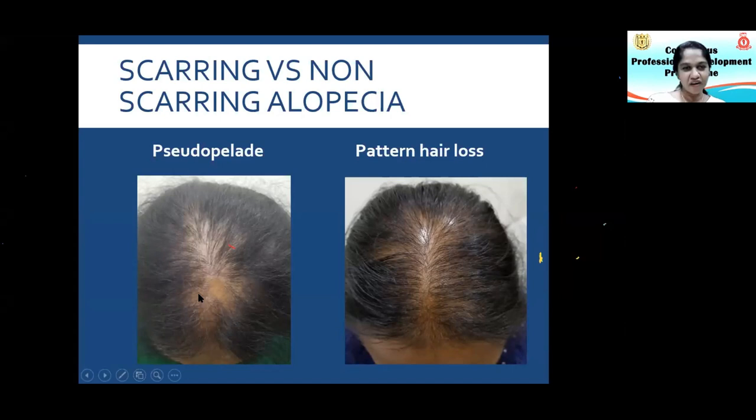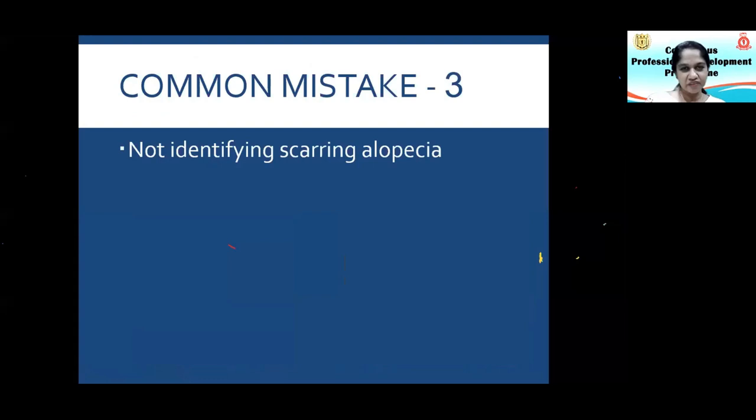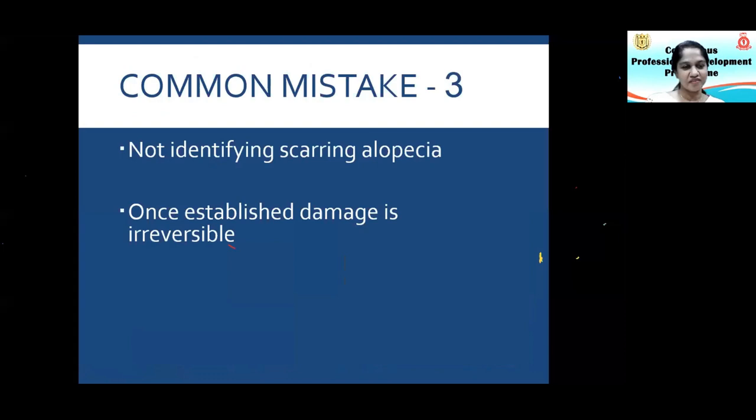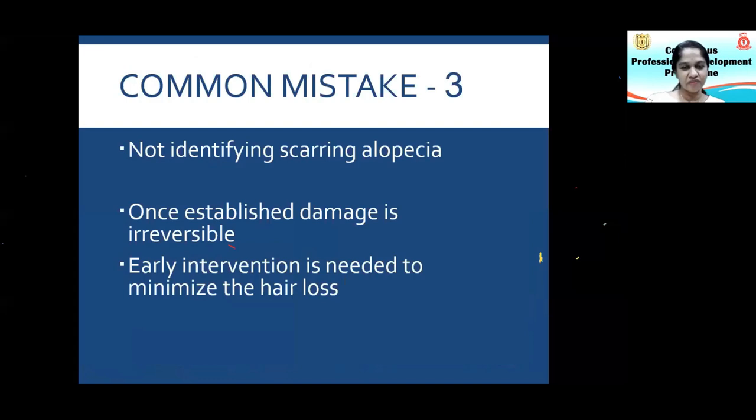So why it is important to identify the scarring alopecia is that once the damage is established, it is going to be irreversible. So we have to act quickly and treat the cause to prevent and minimize the hair loss. And sometimes scalp biopsies are needed.